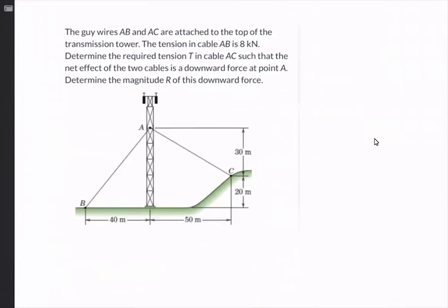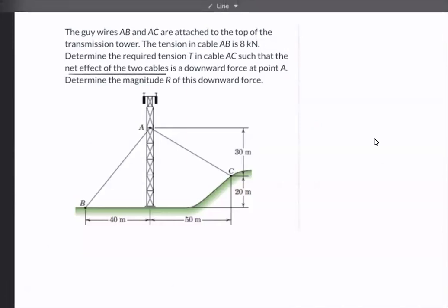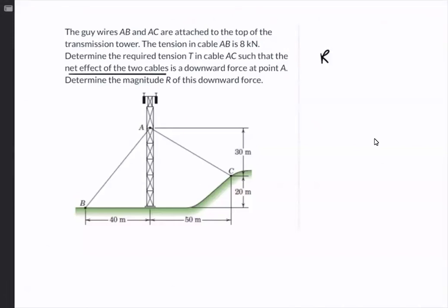In this problem, we are looking for unknowns given the addition equation. Focus on this phrasing here: the net effect of the two cables, and we can define that as R, is down roots. So what we're given is an unknown magnitude and a defined unit vector. So this is only one unknown.